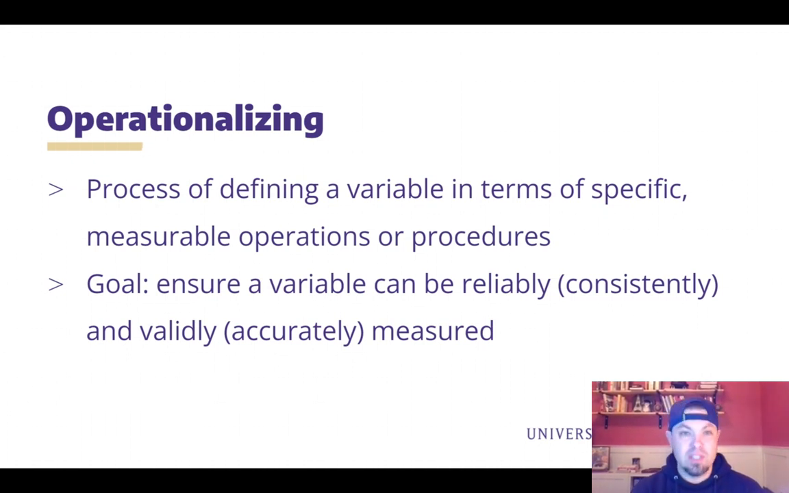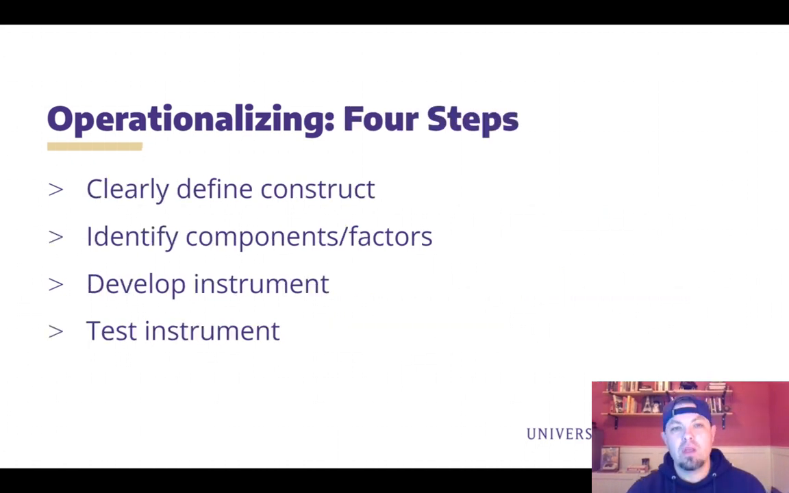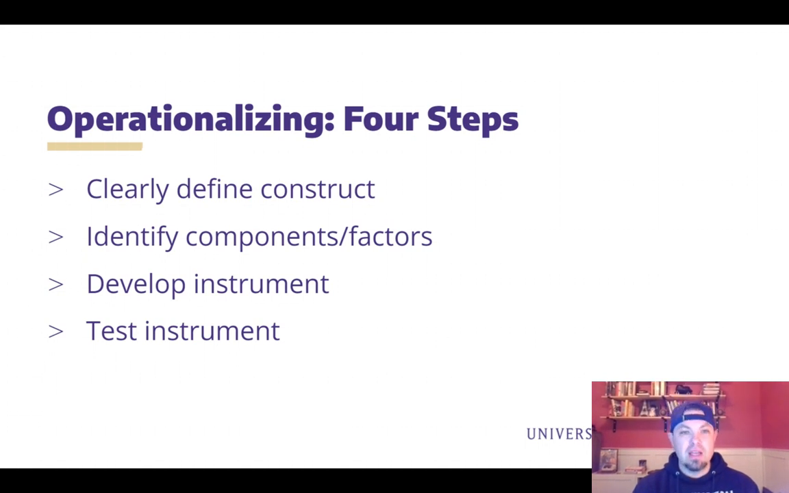The goal of operationalization is to ensure a variable can be reliably and validly measured. There are 4 basic steps in operationalizing a construct and turning it into a statistical variable. First, we must clearly define the construct that the variable represents. For example, a variable measuring happiness might be defined as one's subjective experience of positive emotions. Second, we need to identify specific components of the construct to be measured. For example, happiness could include factors such as positive affect, life satisfaction, or overall well-being.